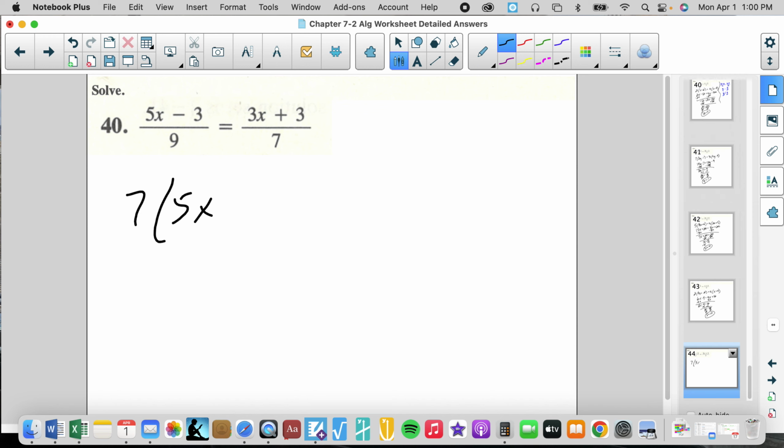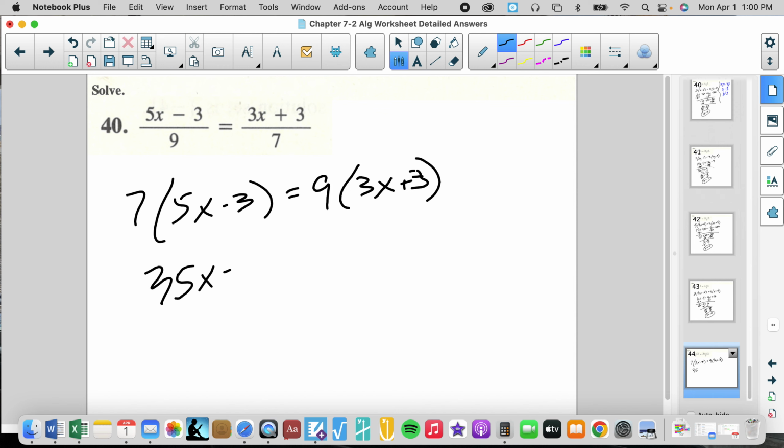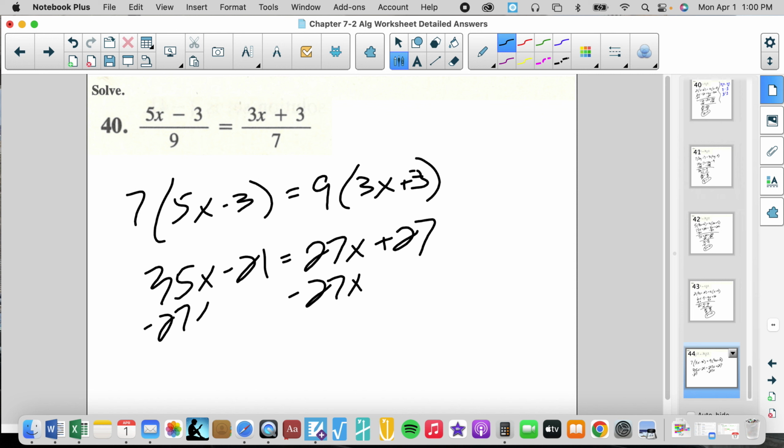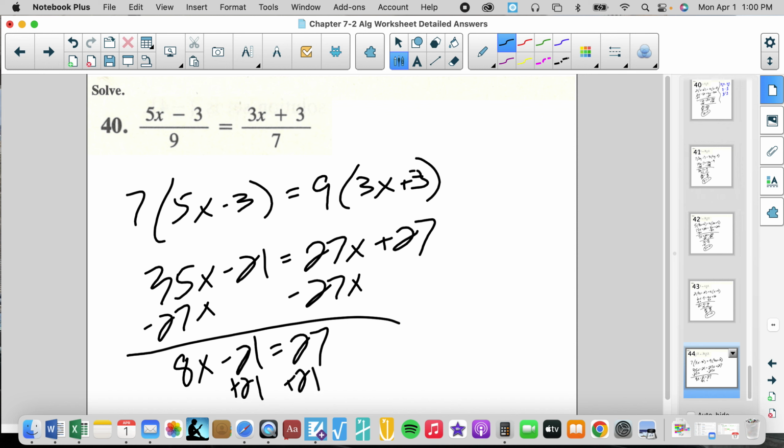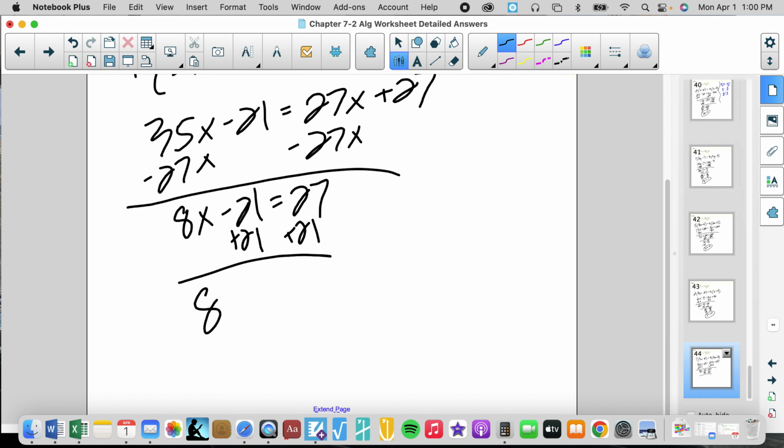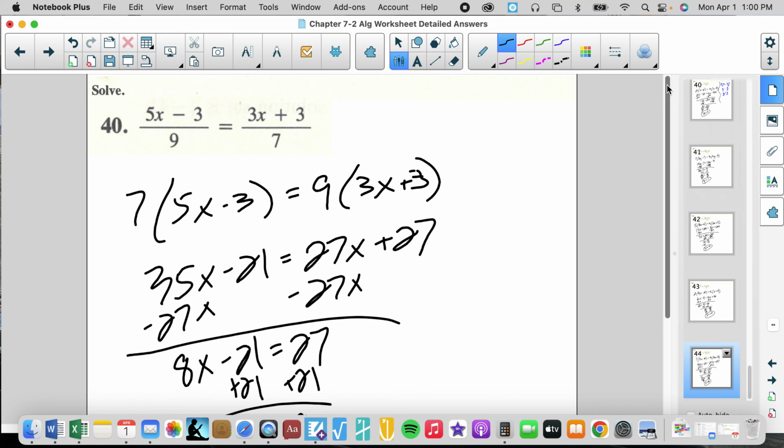7 times the quantity 5x minus 3 equals 9 times the quantity 3x plus 3. 35x minus 21 equals 27x plus 27. Move the variables. Minus 27x gives us 8x minus 21 equals 27. Plus 21, which is 48. A lot of dinging and danging over there, I can hear. x equals 6.